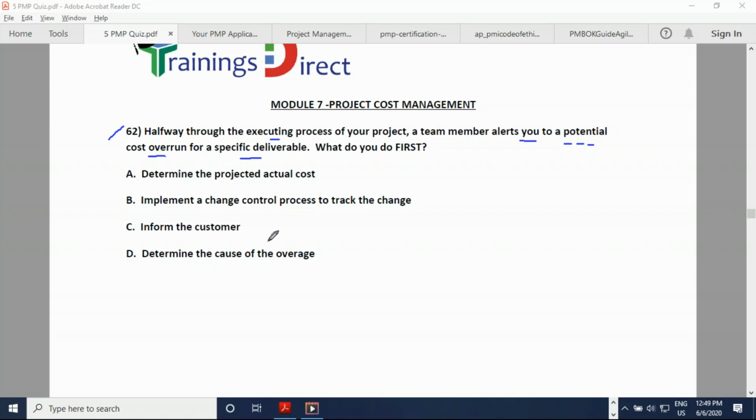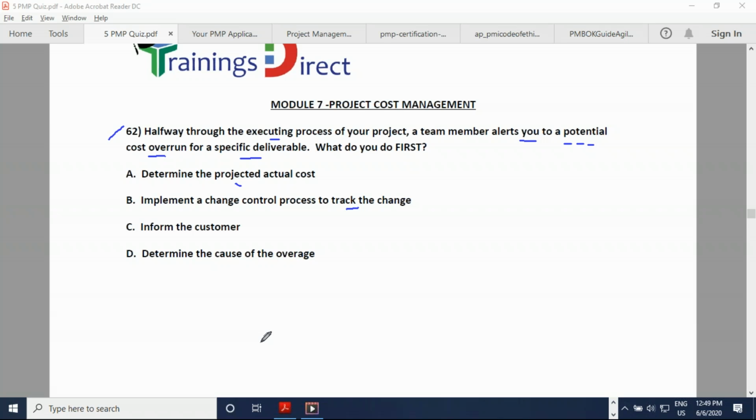Somebody is alerting you that a cost might overrun. Determine the projected actual cost. Find out how much the overrun will be. Implement a change control process to track the change. Inform the customer. Determine the cost of the overage.